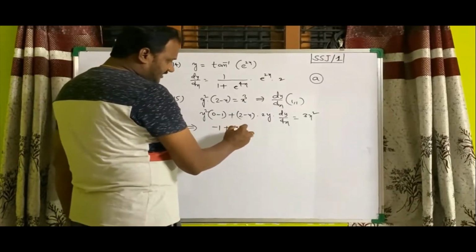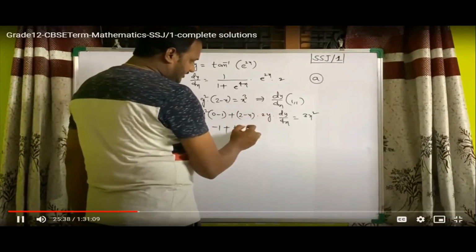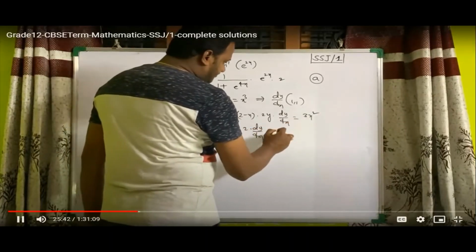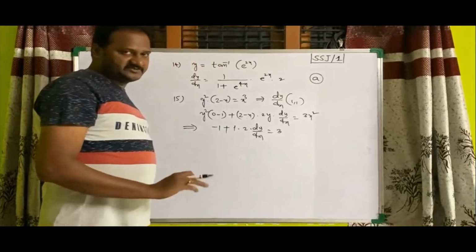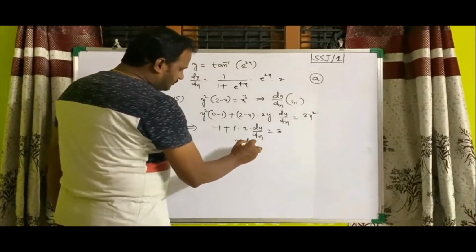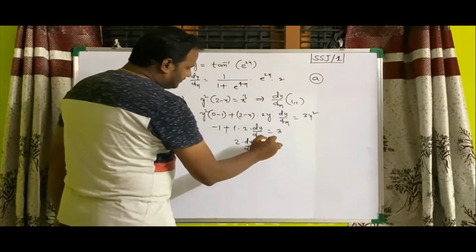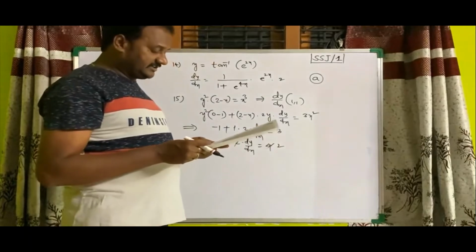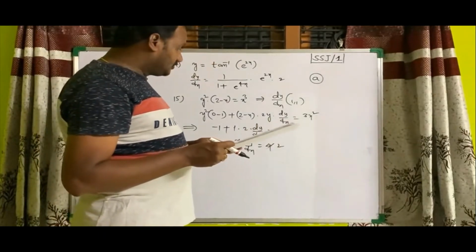Plus 2 minus 1 is equal to 1. 2 into 1 is equal to 2 into dy by dx is equal to 3 into 1 square is equal to 3. I have directly substituted x equal to 1, y equal to 1. Transpose minus on that side. So 2 dy by dx is equal to 3 plus 1 equal to 4. So 2 ones, 2 2s are 4. Therefore the value of dy by dx is equal to 2.